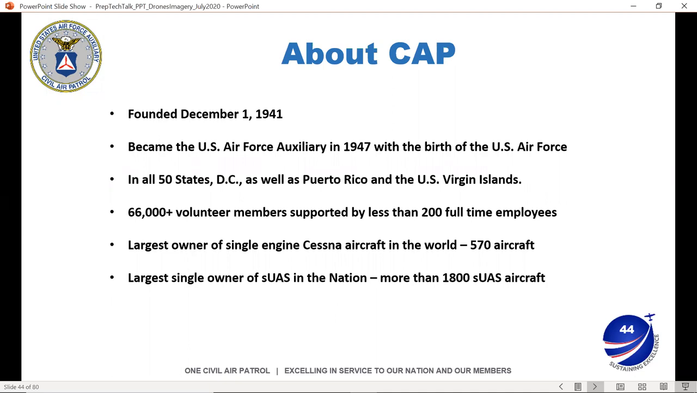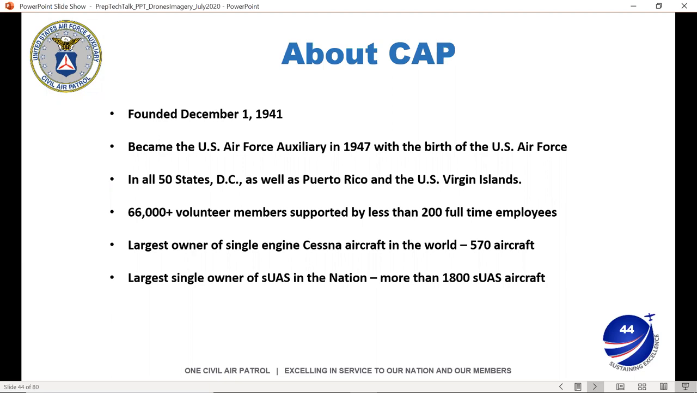We perform 80% of the sorties listed on the first Air Force ATO, that's Air Tasking Order, each day across the United States. And we currently perform about 90% of aviation search and rescue that is tasked by the Air Force Rescue Center at Tyndall Air Force Base. We're in all 50 states, the District of Columbia, and also in Puerto Rico and the U.S. Virgin Islands with 66,000 plus volunteers. That number often swells to as many as 68,000, and it's fairly fluid, but it's supported by less than 200 full-time employees, such as myself, who work out of Maxwell Air Force Base in Alabama.